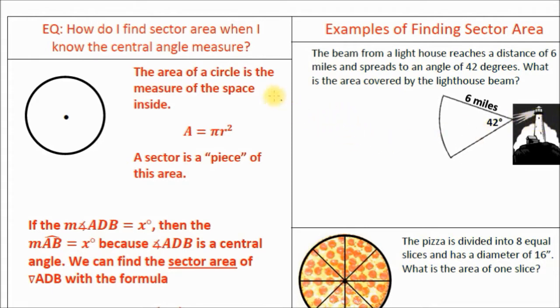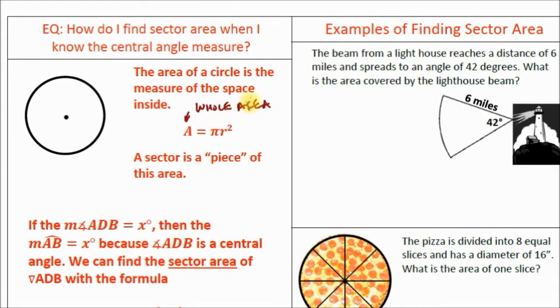Now, the process of doing this is very much like finding an arc length. The only difference is instead of looking for the measure of this arc, the length of this arc, we want to find the area of this sector, the part inside. So the area of a circle is the measure of the space inside. It's found with the formula area equals pi r squared. That's the whole area of a circle.